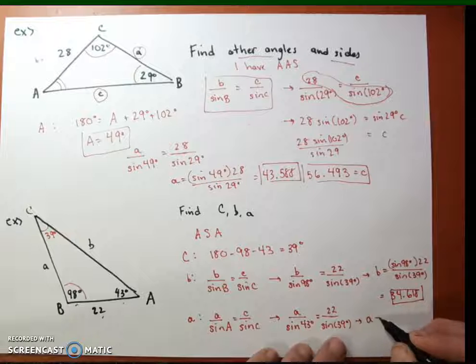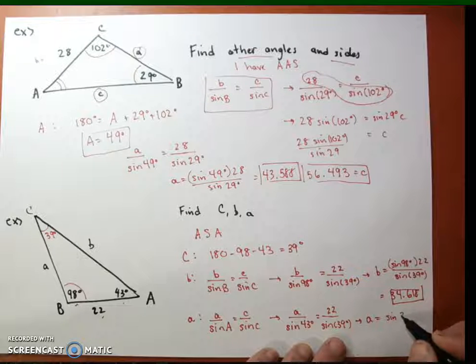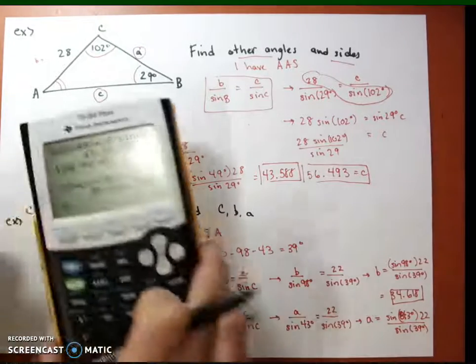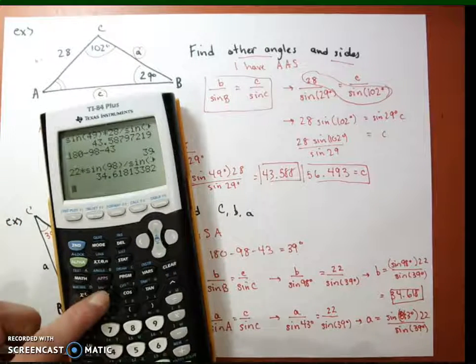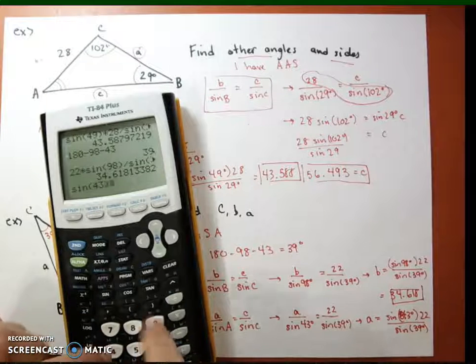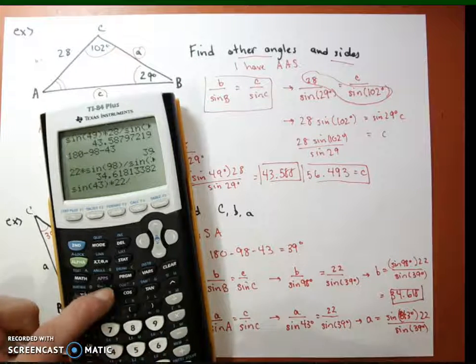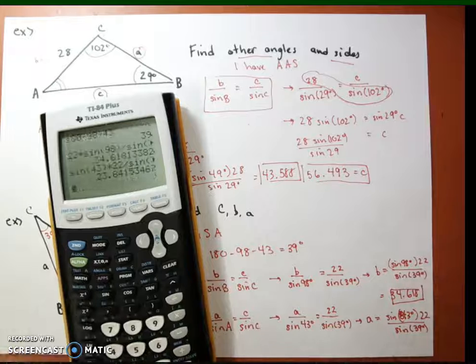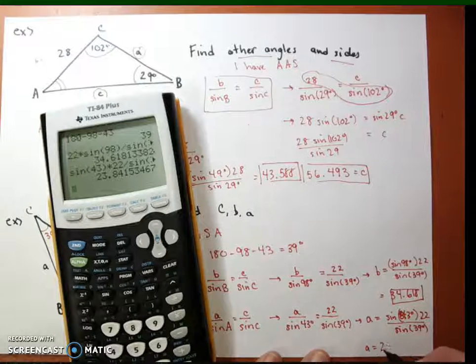So that tells me a equals sine of 43 degrees times 22 over sine of 39. And I plug that into my calculator once more. So sine of 43 times 22 divided by sine 39. And we get that a equals 23.842.